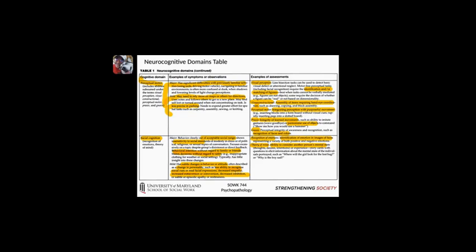Now, one of the things that they don't call out specifically in the DSM that I wanted to draw to your attention here is that all of these perceptual motor abilities, but particularly when we talk about visual perception and perceptual motor, these are key. These are key in driving.